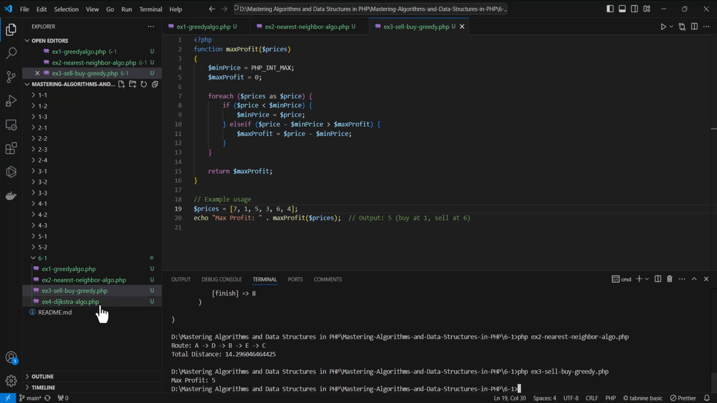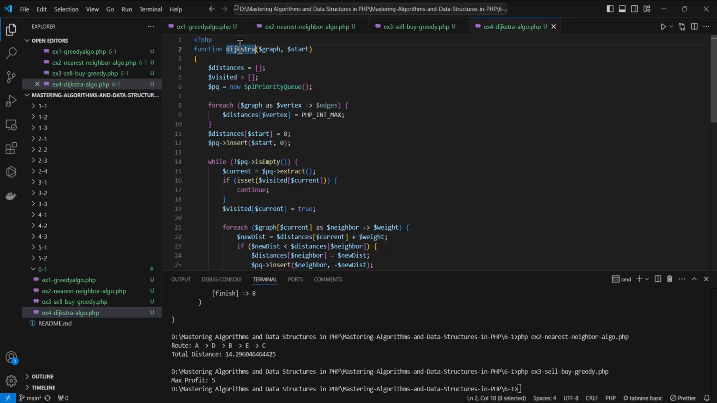Finally, let's look at the shortest path problem. This is useful in many real-world scenarios, such as finding the fastest route in navigation apps. We'll use Dijkstra's algorithm to find the shortest path in a weighted graph.